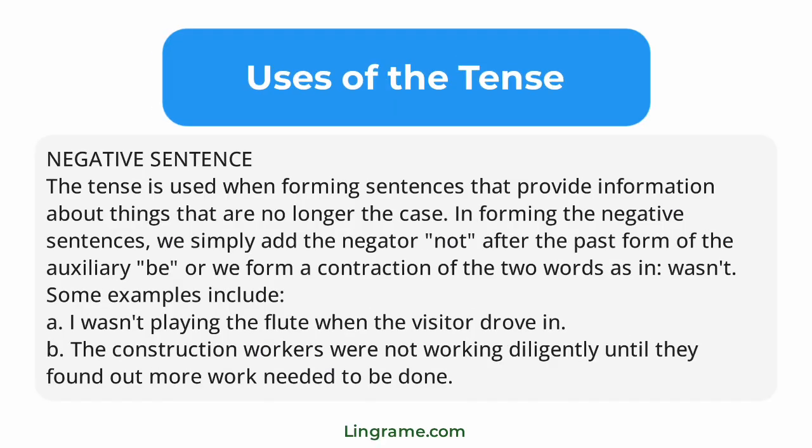Negative sentence. The tense is used when forming sentences that provide information about things that are no longer the case. In forming the negative sentences, we simply add the negator, not, after the past form of the auxiliary, be, or we form a contraction of the two words as in, wasn't.